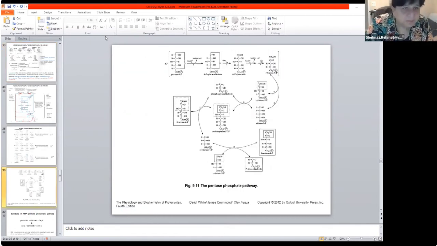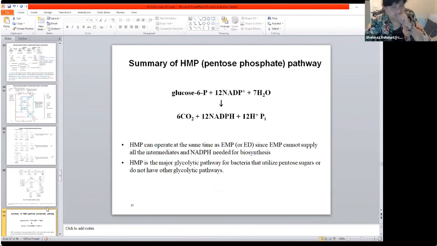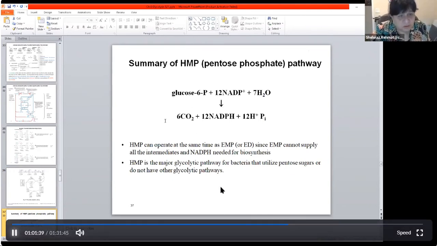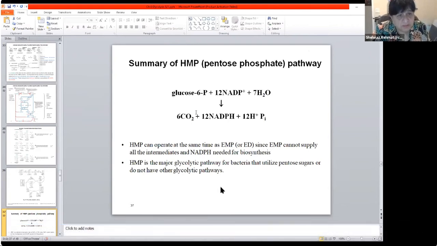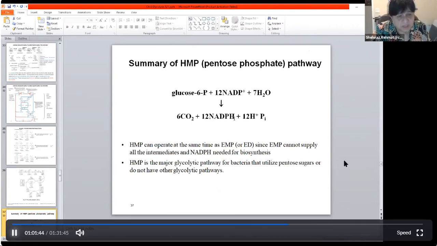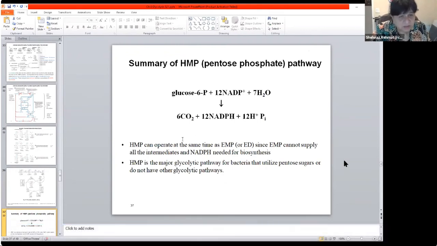Here it is, probably. So here we're showing it in an easier way if you want to look at it or not. It doesn't matter, I give you the various versions. So here is a summary of HMP. Glucose 6-phosphate plus 12 NADP will be used, and 7 water molecules, and if you go through the TCA cycle all the way, you will generate 6 carbon dioxide, 12 NADPH, and inorganic phosphates also.